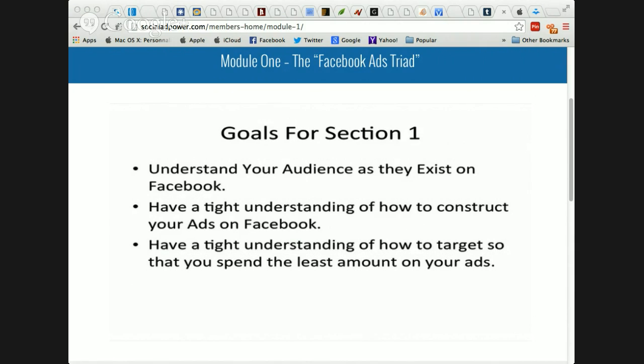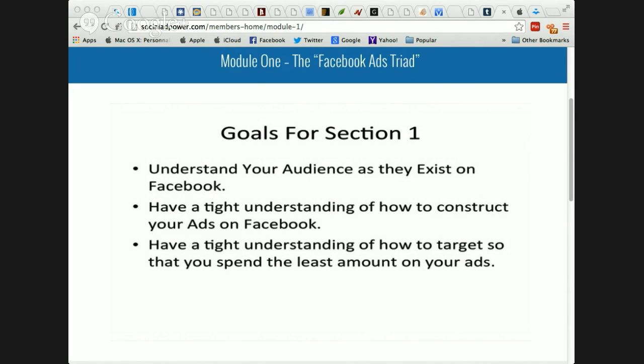Pretty simple. And finally, we want to have a tight understanding of how to target so that you spend the least amount on your ads. It's pretty simple. The more you are targeted in, the more clicks you're going to get, and the more interaction you're going to get with your ad, which means Facebook's going to reward you and give you a cheaper ad spend, which is cool. So your clicks will cost less, you'll get more clicks from people, you're going to get more interaction, you're going to get more conversions, and overall, it's going to be a lot easier to get what you want out of Facebook ads, which is sign-ups or buys, however you want to put it, and we're going to be able to do that for a small amount of money.